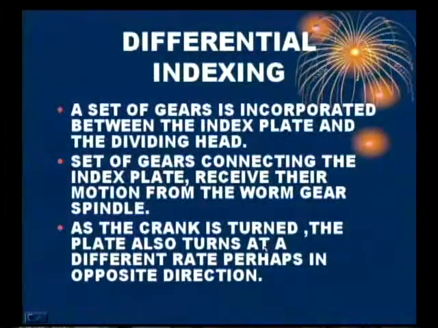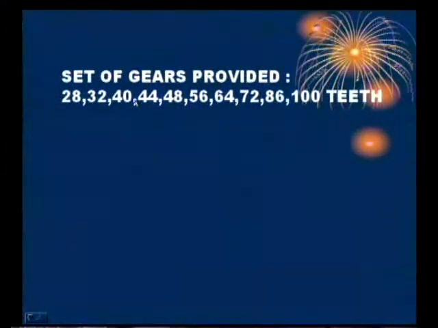As the crank is turned, the plate also turns at a different rate because of this set of gears. The plate rotation may not be equal to the rotation of the crank; it depends on the gears you are using. So for this method we require a number of gears. A set of gears is available, and the provided set of gears is generally 28, 32, 40, 44, 48, 56, 64, 72, 86, 100 teeth.